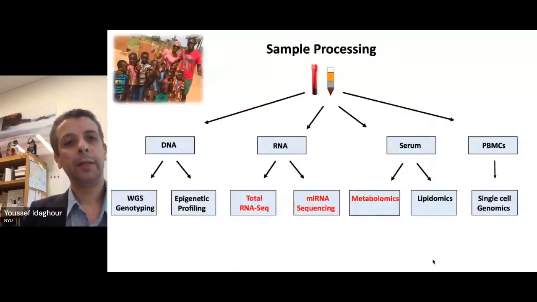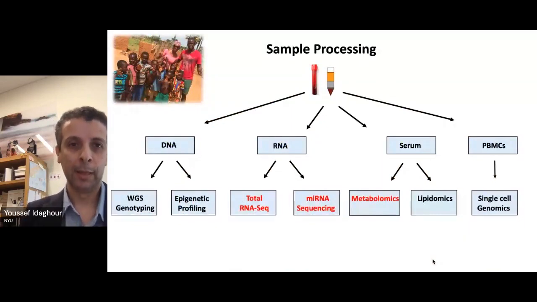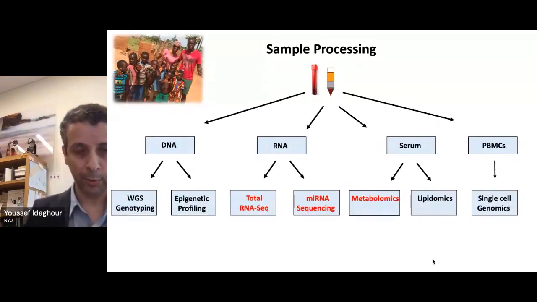So in terms of the technical approaches that we use in this program, we try to really maximize how we can use these biological samples. Our focus again is blood stage malaria. So what we do, we collect blood samples and we developed a lot of protocols to be able, from relatively small volumes of blood, to be able to do DNA work, RNA work, serum, as well as PBMCs. And today I'm going to be focusing mainly on the work that we've been doing in the last, I would say, 5 years, which is mainly on total RNA-seq, microRNA, and metabolomics.